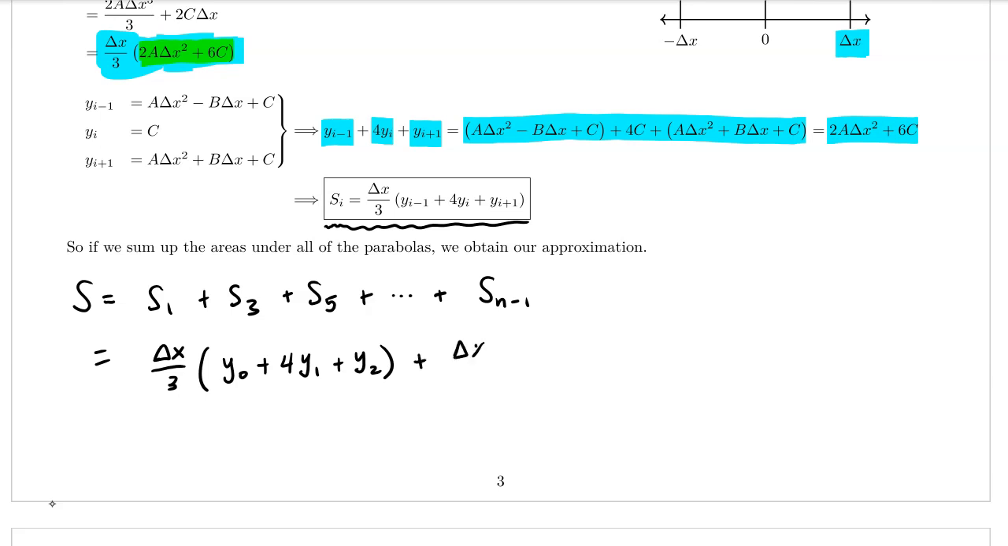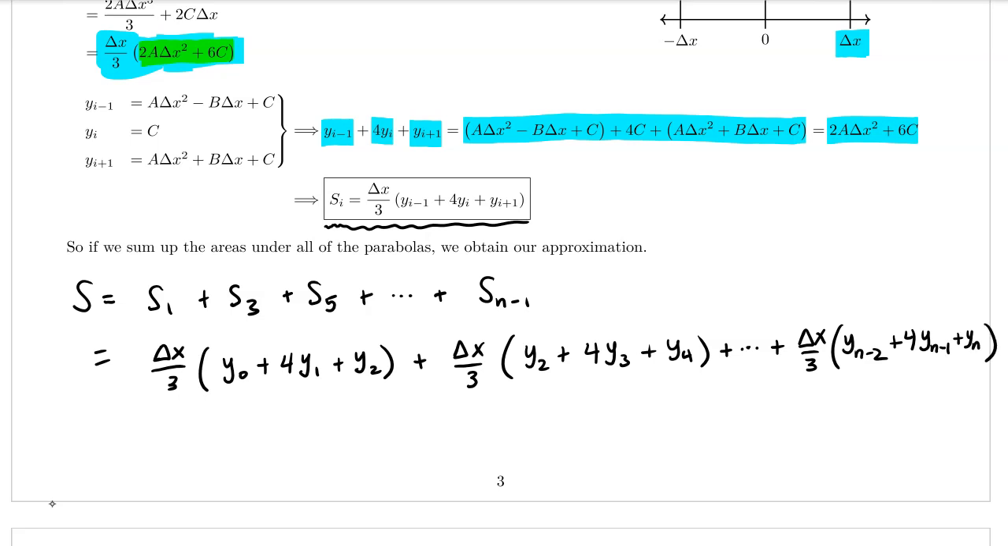And then now I want to expand out s sub 3. That is going to be y sub 2 plus 4 y sub 3 plus y sub 4. And then we want to continue this on. And then the very last one is going to be delta x over 3 times y sub n minus 2 plus 4 times y sub n minus 1 plus y sub n.